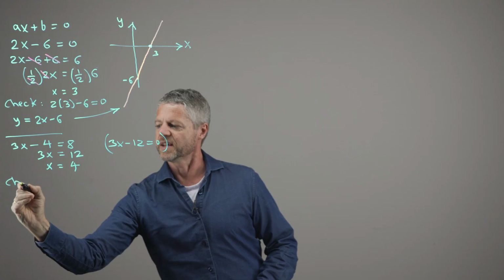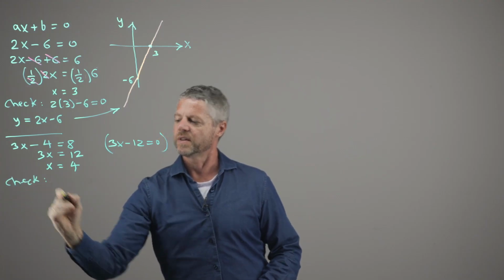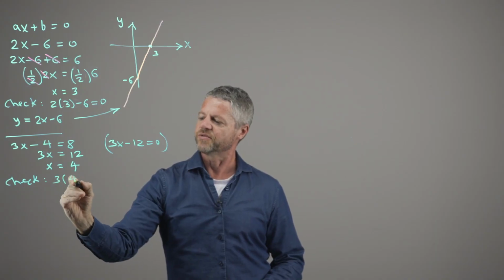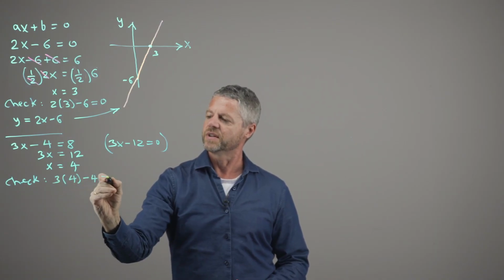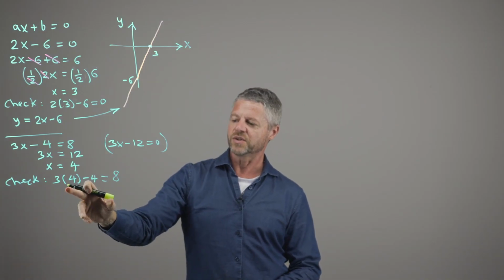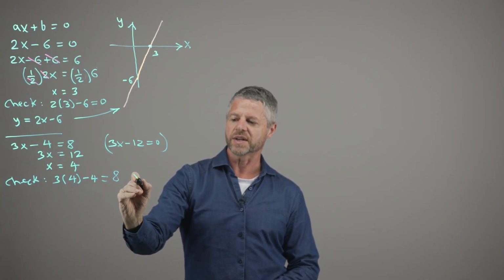And then, again, I want to check that my answer works. So I need to check that 3 times 4 minus 4 does equal 8. And 3 times 4 is 12. 12 minus 4 is 8. So it does work out.